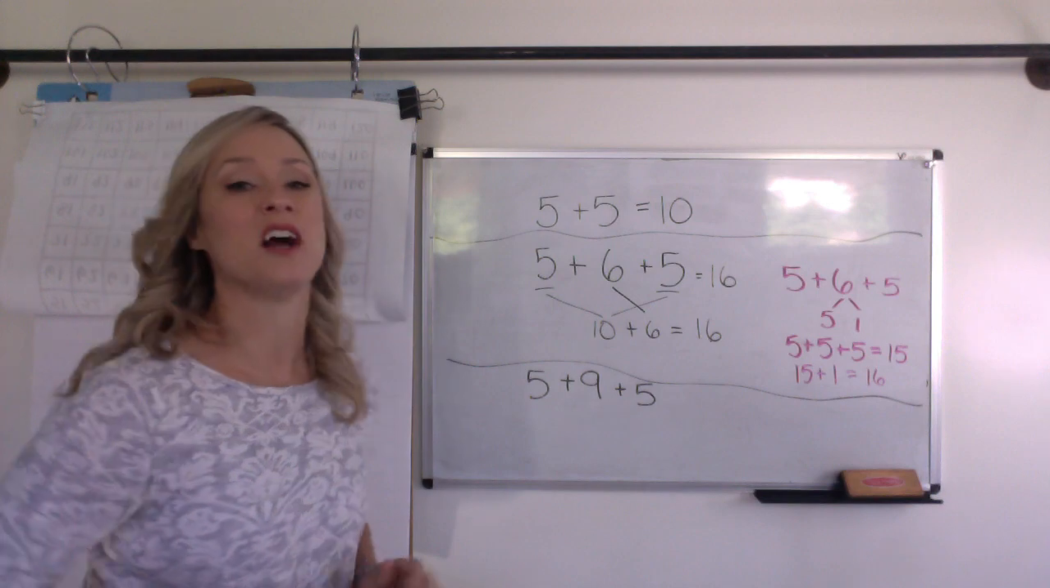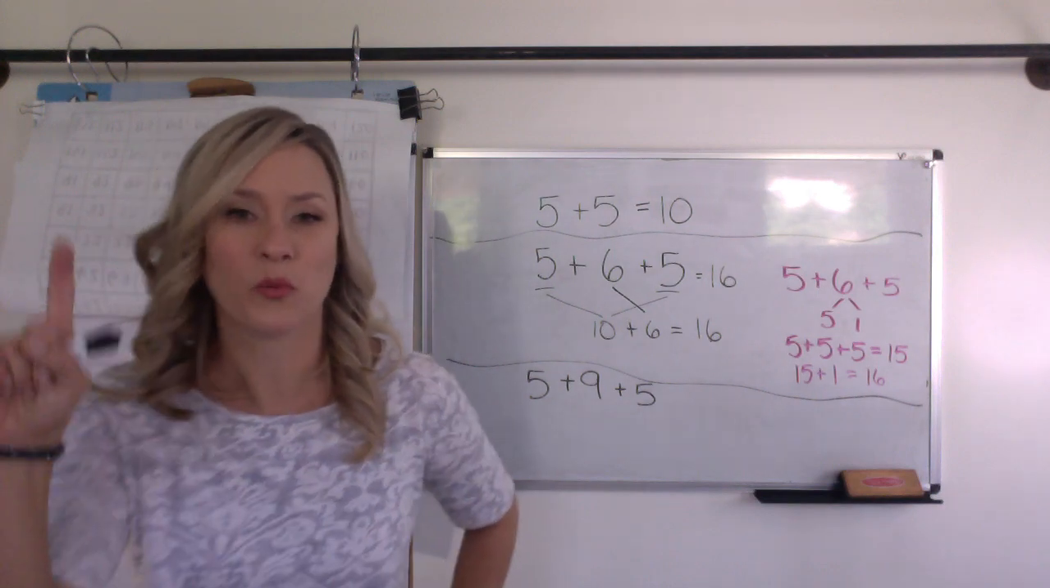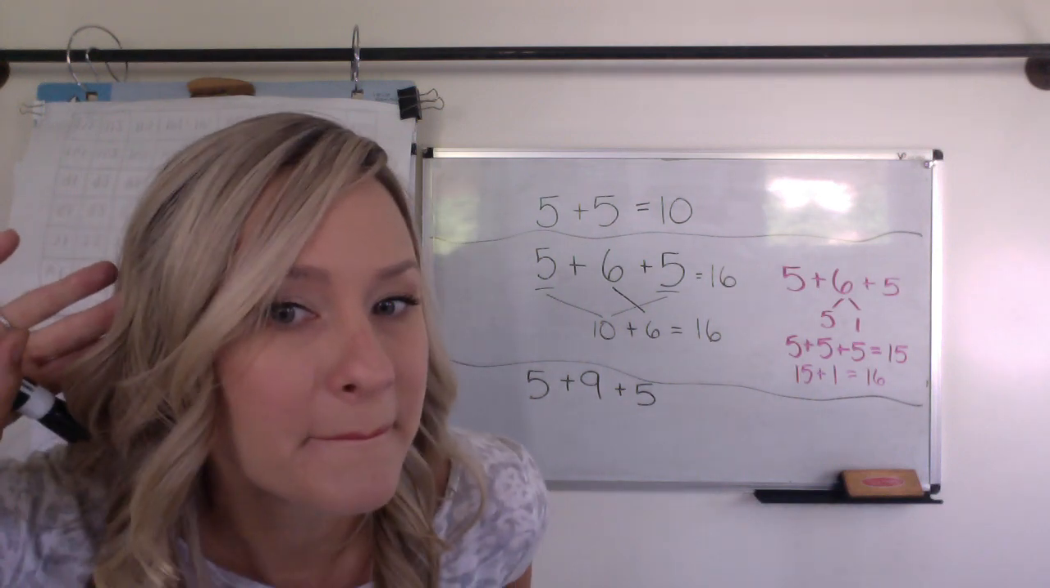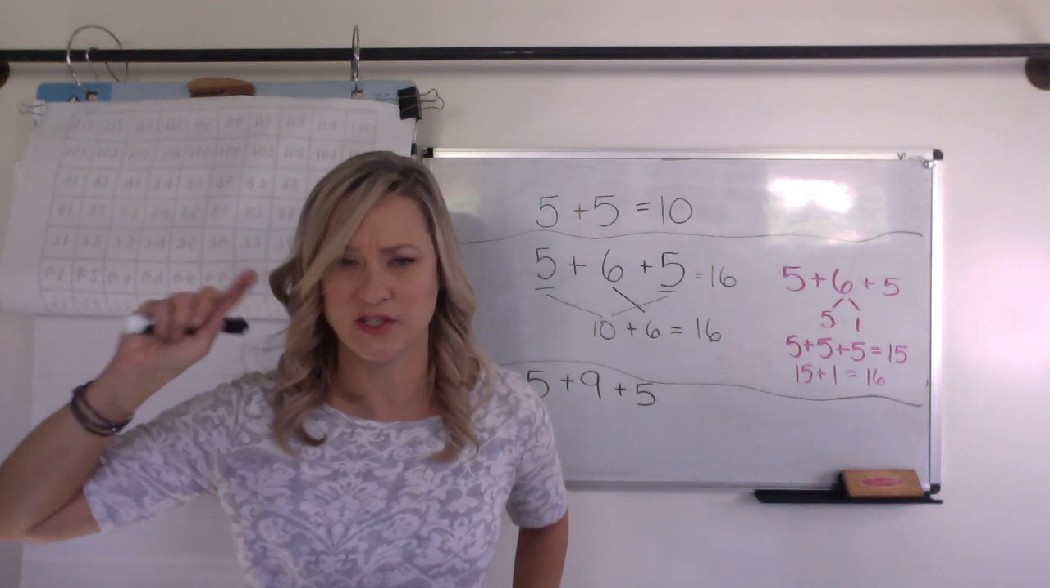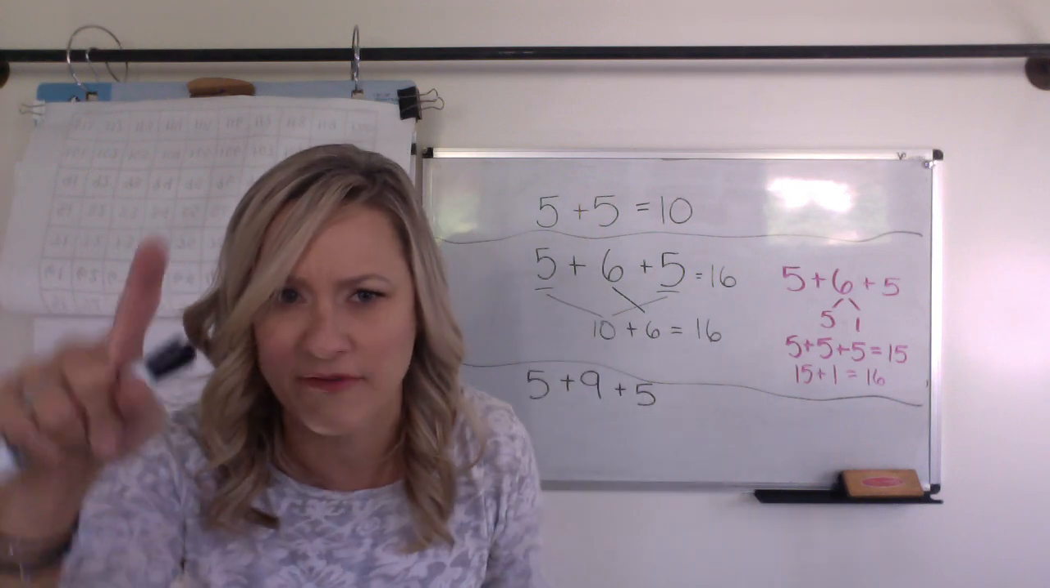All right, on the count of 3. 1, 2, 3, tell me. Did you say 20? Did you say 19? 18? Did I get a 15?